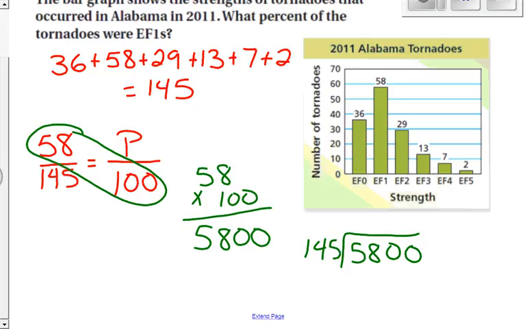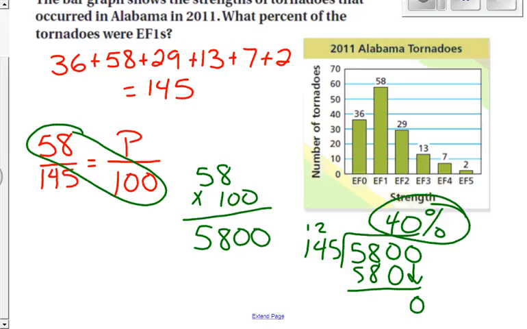And we know that 145 goes into 580 4 times. That's a 0, carry my 2, 16 plus 2 is 18, carry my 1, 580. So bring down my other 0, 145 does not go into that. So we know 40% of all the tornadoes were EF1.